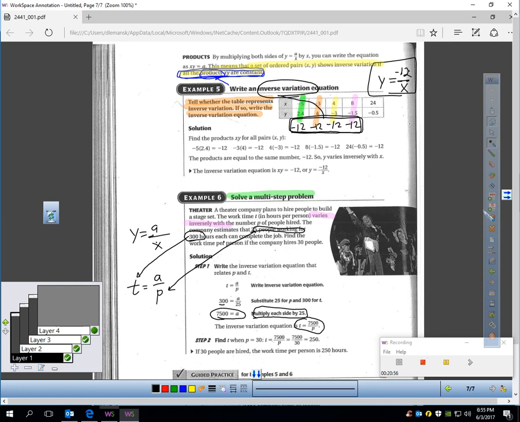And now, here's the last part of the problem. Now that I have my equation, let me highlight that equation. Find the work time per person if the company hires 30 people. Well, all I've got to do is plug in a 30 for p, take 7,500 divided by 30, and that would tell me if we hire 30 people, the work time would be 250 hours per person.